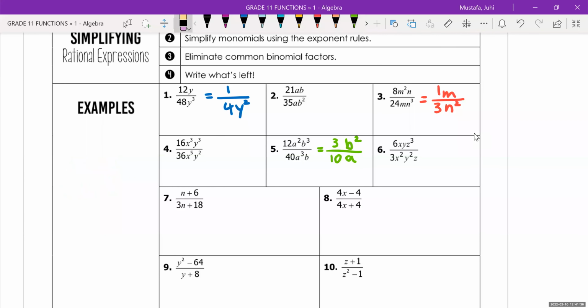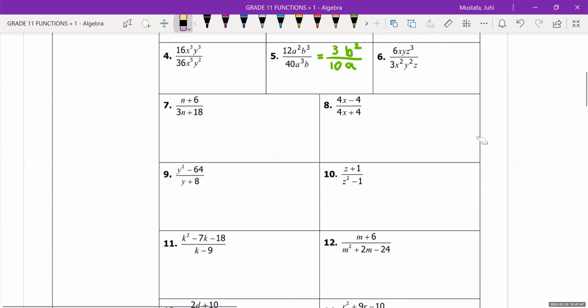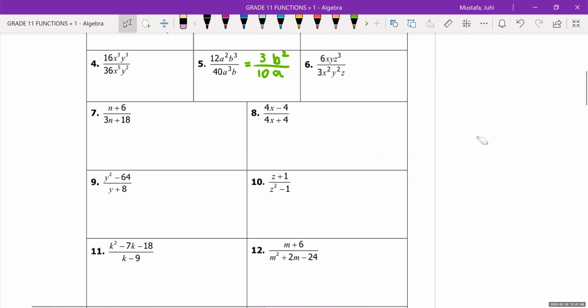All right. Let's get into the harder questions, the ones with the binomials. And I think I will do all of the questions on the right. So let's do 8, 10, 12, and 14. Now for these questions, whenever you have a binomial, you have to start with step number 1, which is factoring it if you can. All right, so let's start by factoring the numerator and factoring the denominator.